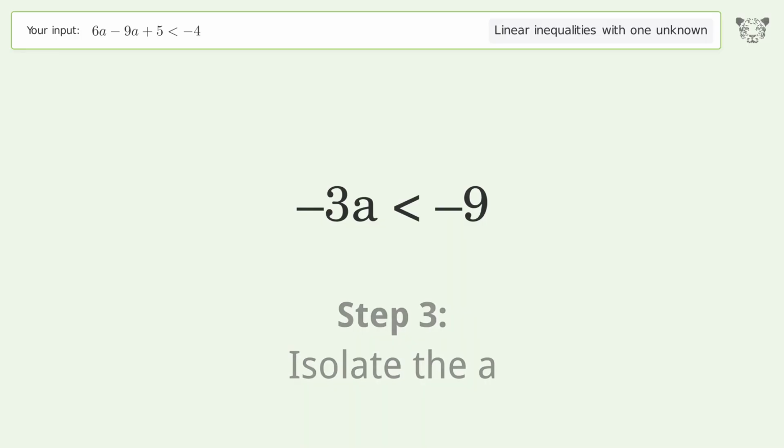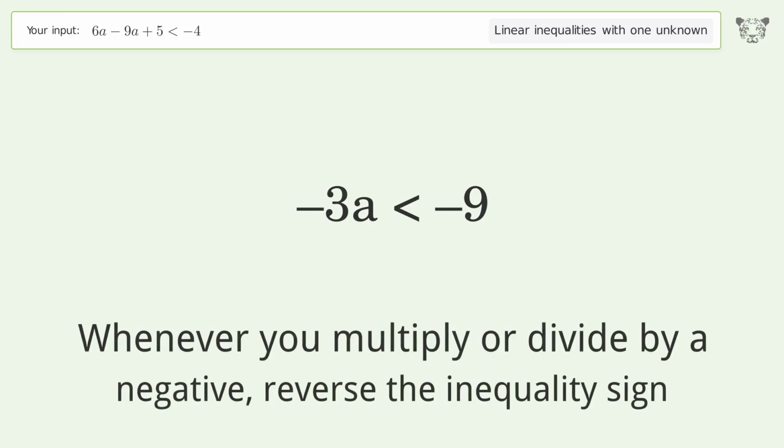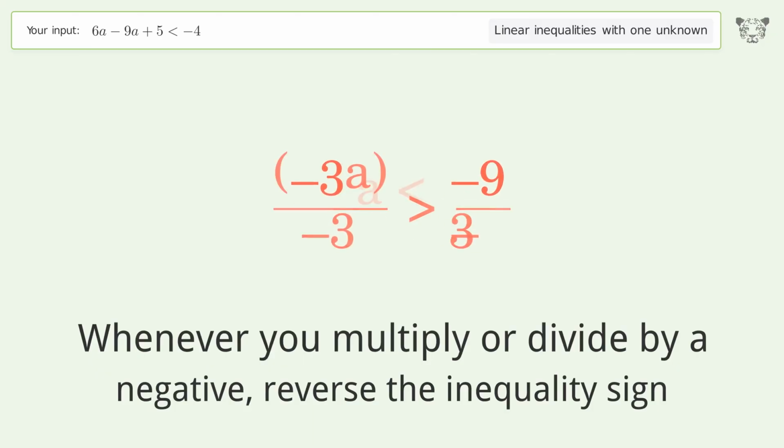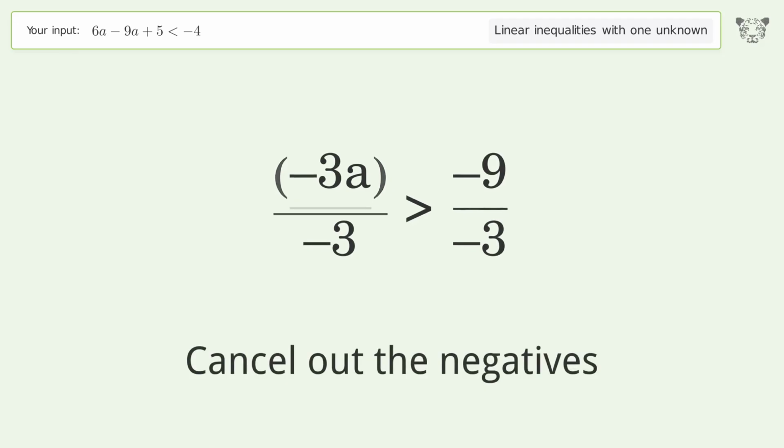Isolate the a. Divide both sides by -3. Whenever you multiply or divide by a negative, reverse the inequality sign. Cancel out the negatives.